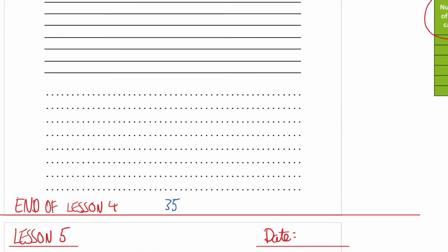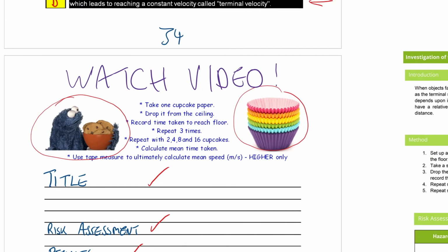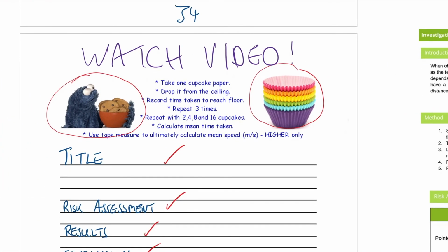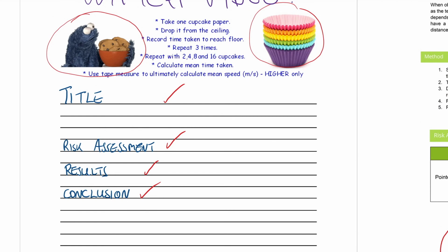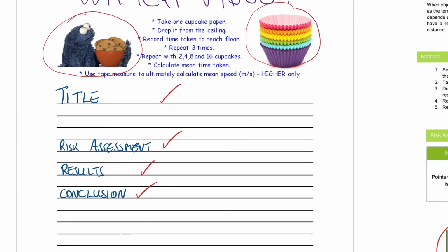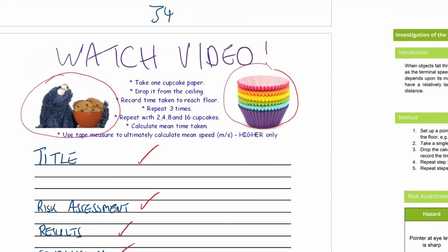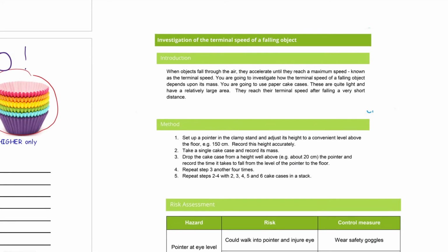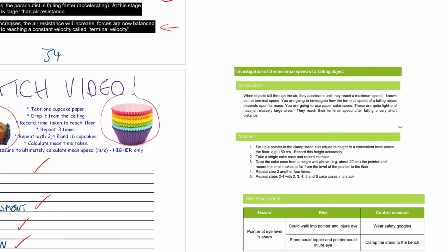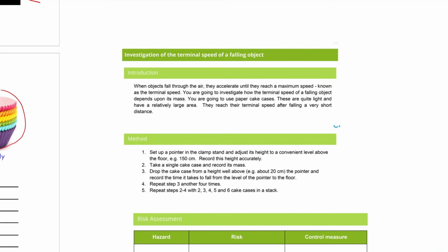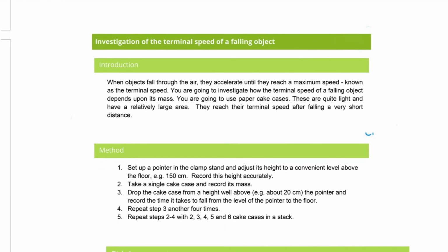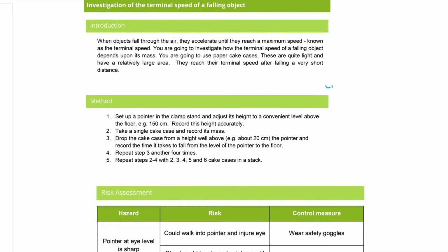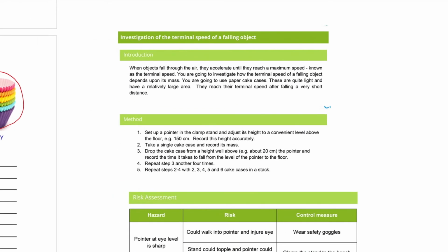The remaining page, page 35, is asking you to write down a title, a risk assessment, results and conclusion for an experiment, or an investigation. And this investigation is one of the investigations or practicals that you need to know for the course and the exam. I'm not going to read through the whole method, of course.